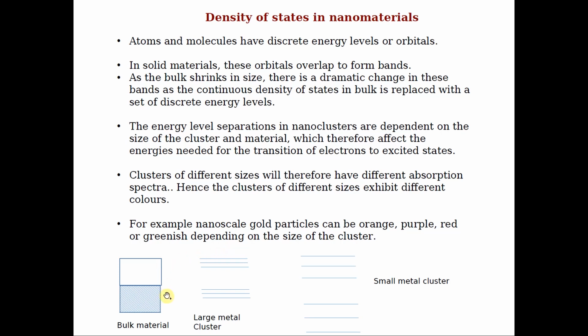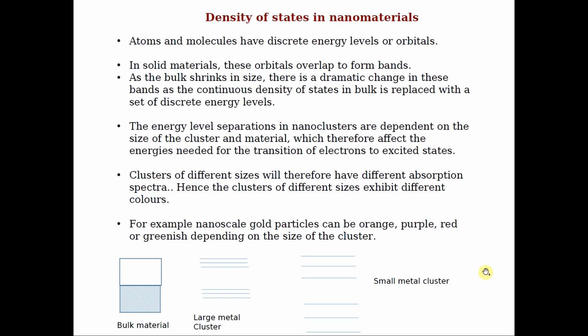Why have we come to this? When we reduce the size in different dimensions, we go towards a smaller structure like a quantum dot. Initially you would have had the bands or energy levels very continuous, but as you reduce the size, the energy levels become much more discrete, and quantization comes into the picture.